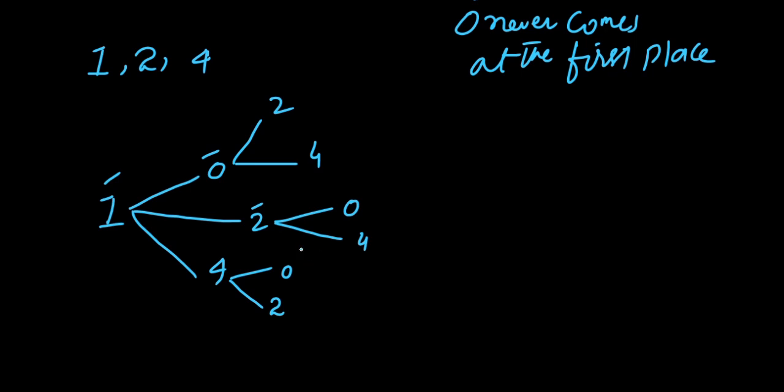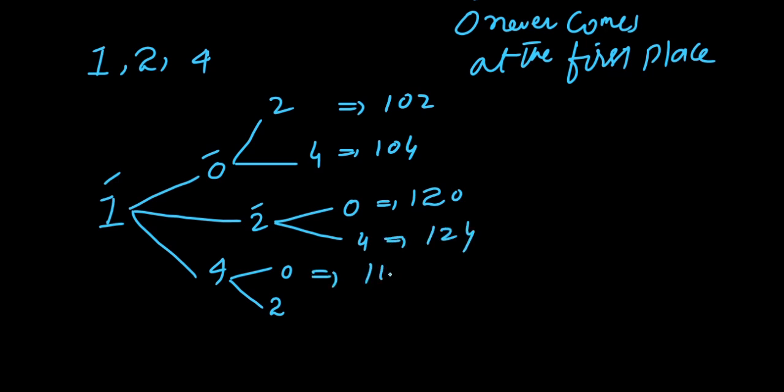So from this tree diagram, the required numbers are 102, 104, 120, 124, and from here your numbers are 140, 142.